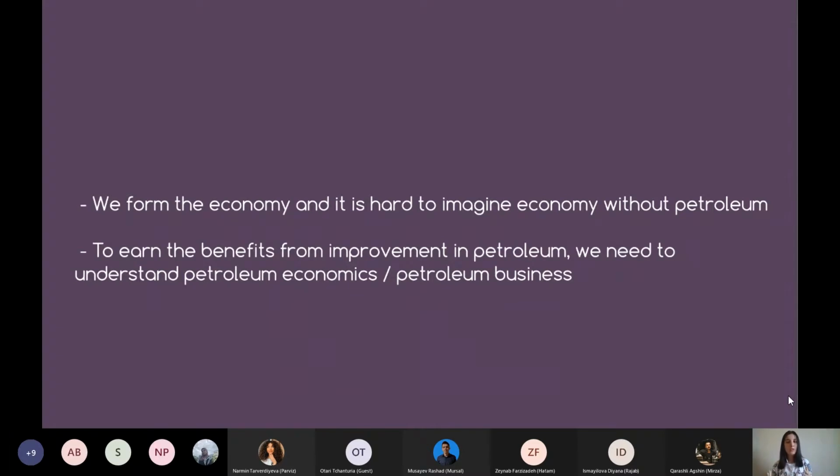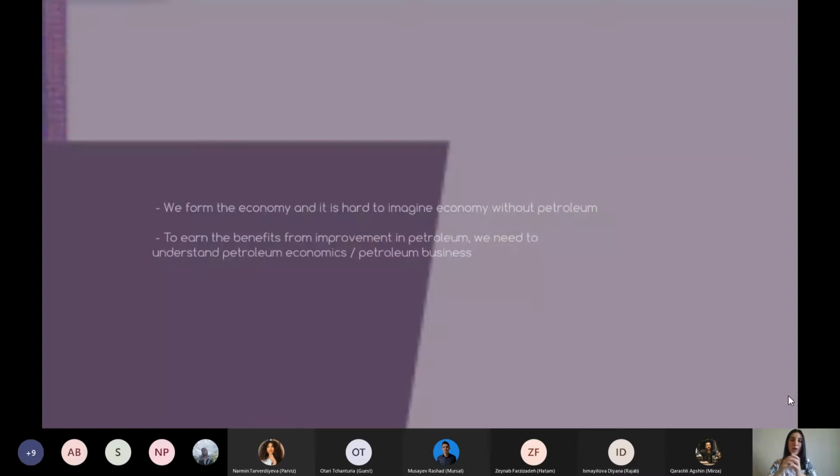But in order to understand petroleum, we have to know about economy, right? Petroleum economics, or we can call it petroleum business. We have to take advantage of development in petroleum. So that's why we need to understand petroleum economics, or we can say petroleum business. Why do I say this is petroleum business? Because mainly we will talk about petroleum investment or petroleum project life cycle. This is important for petroleum economics. So before starting petroleum business or petroleum economics, let's take a look at some statistics about petroleum.